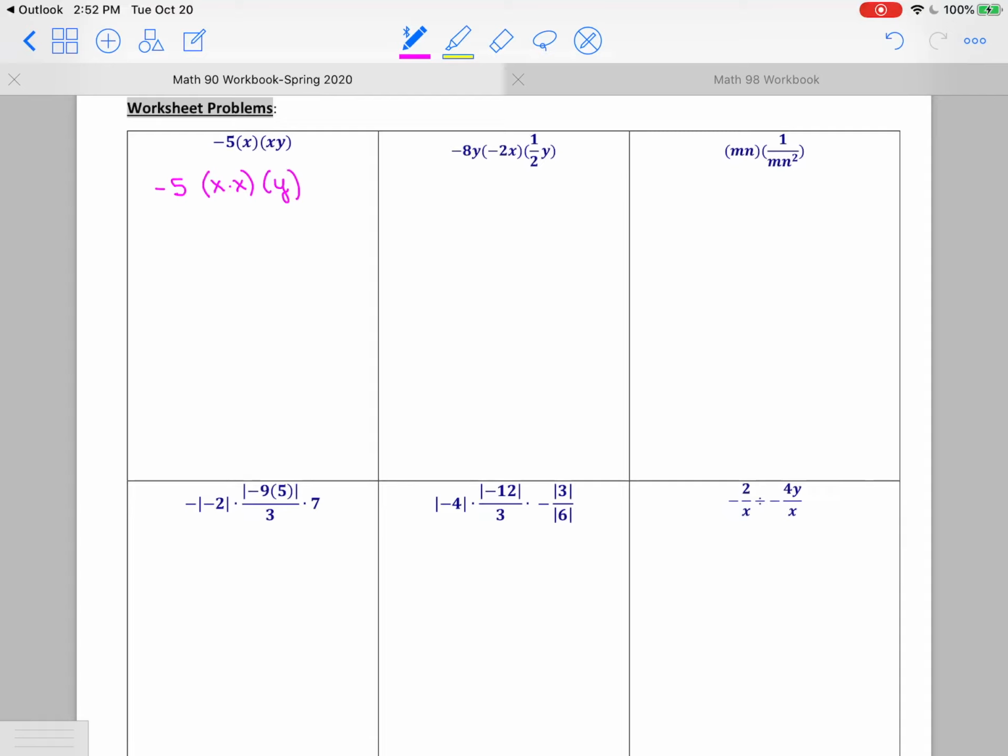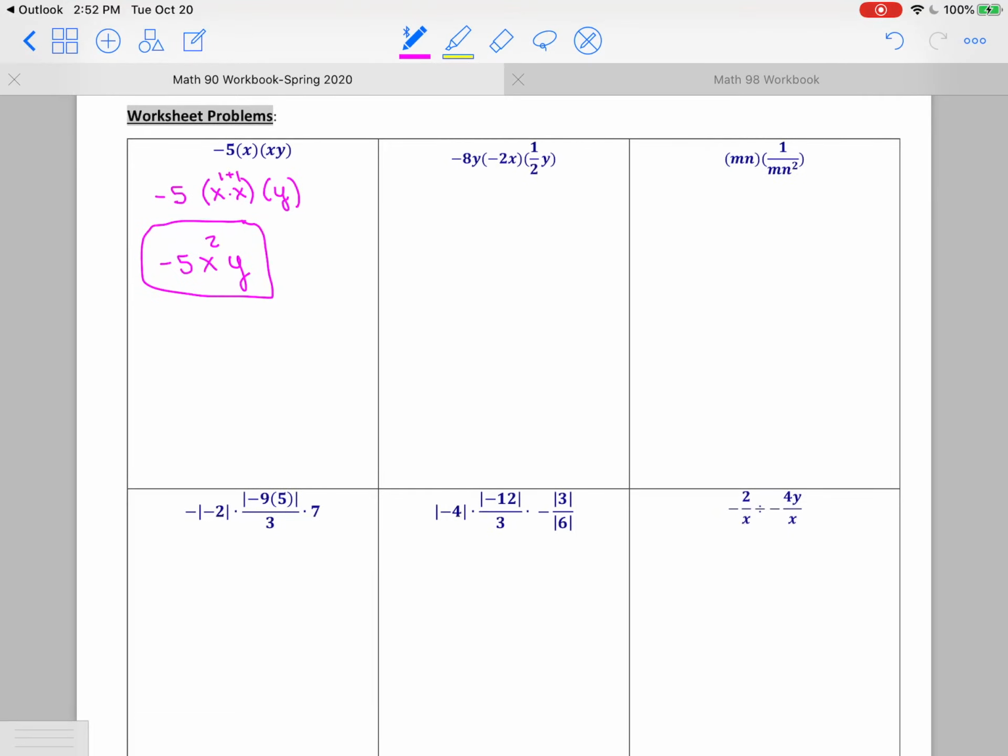Okay? All right. So here all we have is one coefficient in terms of any number greater than 1. So we're going to bring that -5 down. We notice here we've got 2 x's. So we would just add these exponents together. It's going to become an x squared. And we only have one y. So we've got -5x squared y.